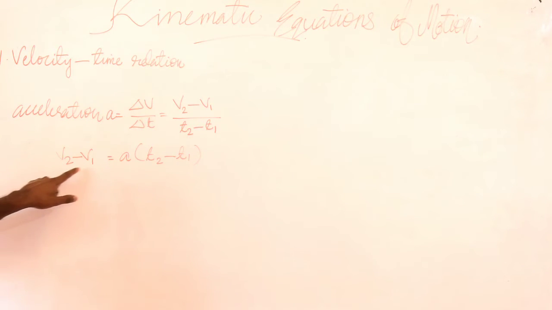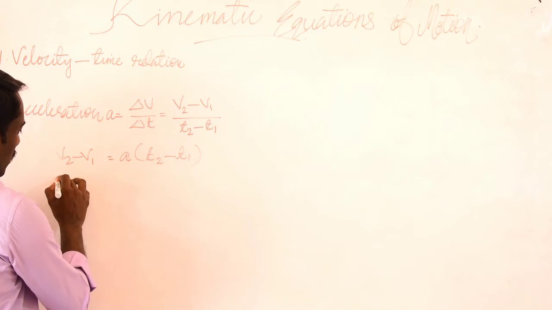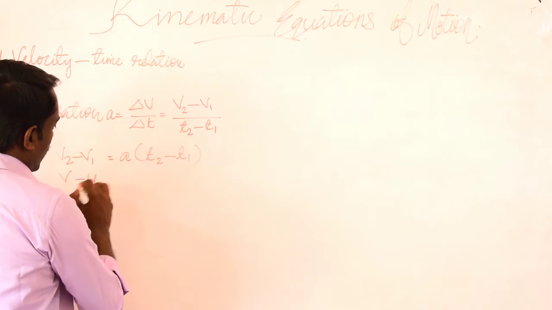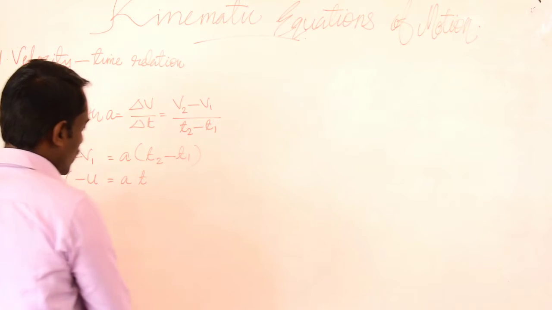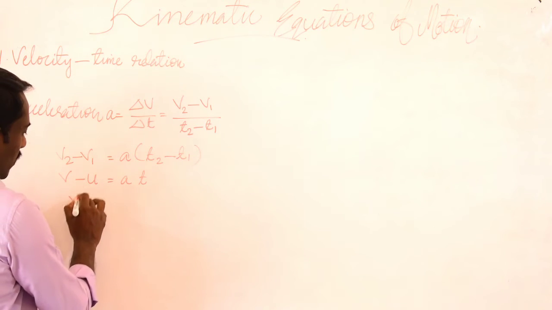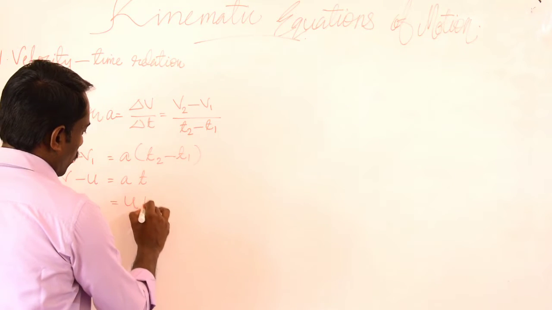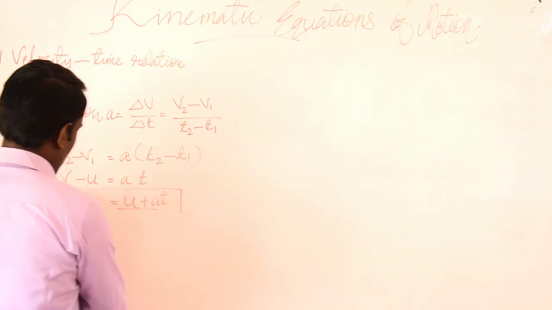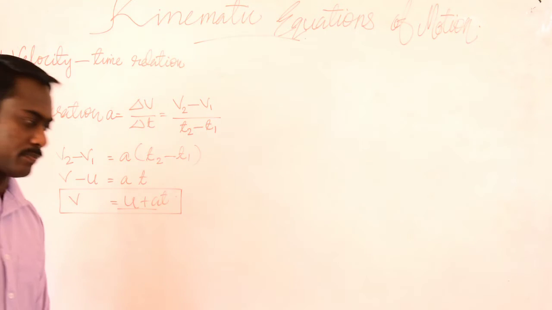Here v1 and v2 are the initial and final velocities, and these can be written as: the initial velocity is taken as u and the final velocity is taken as v. Then t2 minus t1 is the change in time, that is t. So the final velocity can be written as v is equal to u plus at, and this is the first equation of motion, v is equal to u plus at.